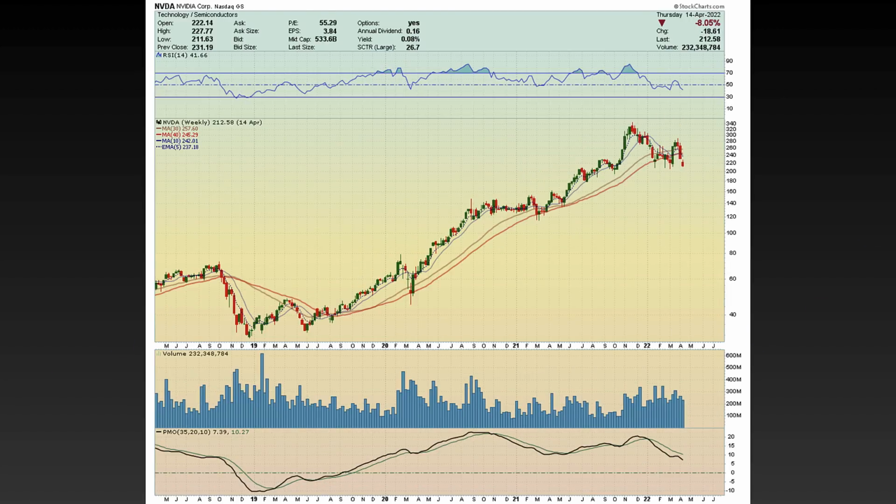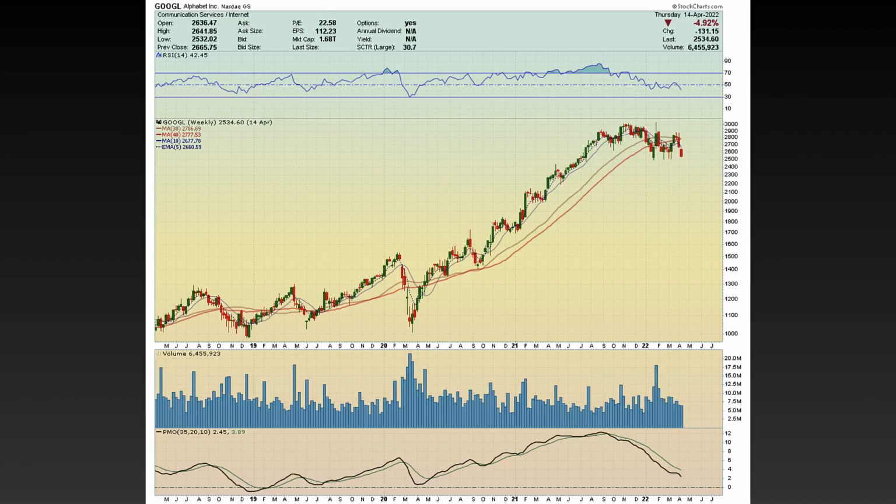If we take a look at NVIDIA, NVIDIA is another big component, and we talked about semiconductors already. This is a very clear period of distribution, as the moving averages are flattening out, and we're below all of those on a weekly basis. Google, look at how far Google has moved. Look at just how incredibly big it was from the 2020 pandemic. It went all the way up to around 3,000, and you can see it was in a beautiful uptrend. Beautiful. But what is this right here?